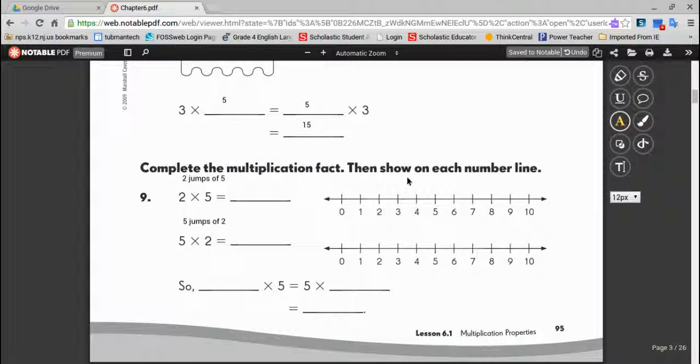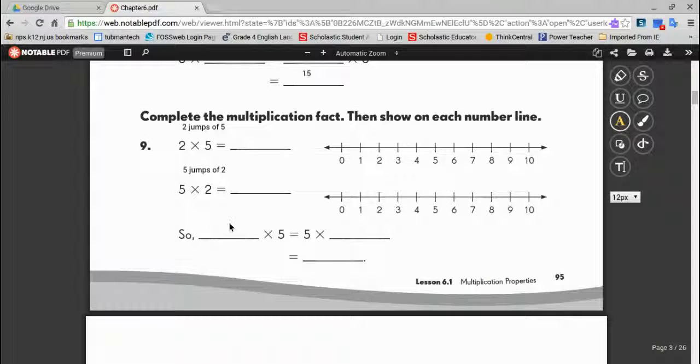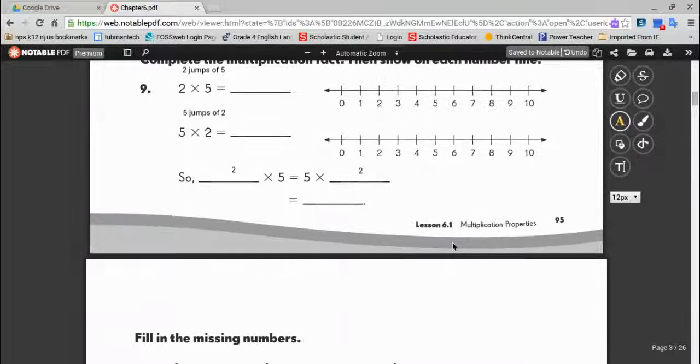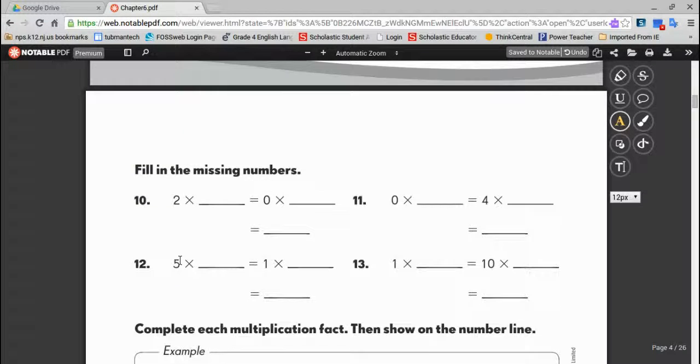So here we want 2 jumps of 5 each. Over here we want 5 jumps, 1, 2, 3, 4, 5, of 2 each. Alright, so once you figure out the answer, you should get the same exact answer because 2 times 5 will be the same thing as 5 times 2. So, like I said before, 2 times 5 will give us the same thing as 5 times 2. And I think you guys can fill out the rest yourself. So let's move on to 96, number 10.